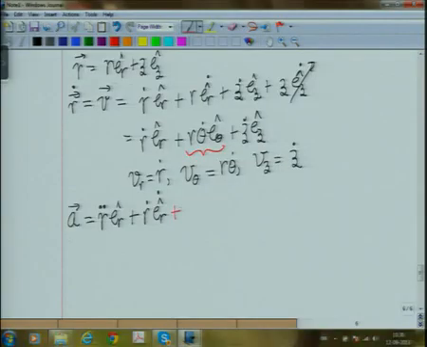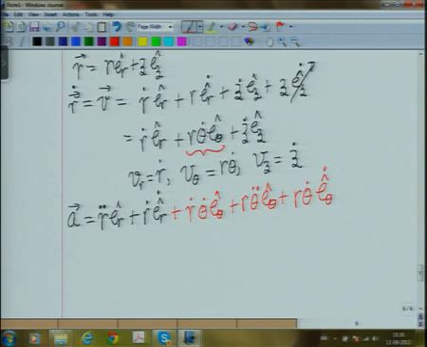The second term gives me r dot theta dot e theta plus r theta double dot e theta plus r theta dot e theta dot. That is the second term. And the third term, z dot ez, will give me z double dot ez plus z dot ez dot. I have differentiated each of the terms coming here. And now let's collect all the terms.